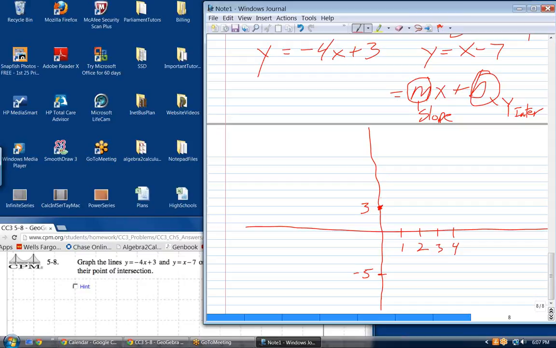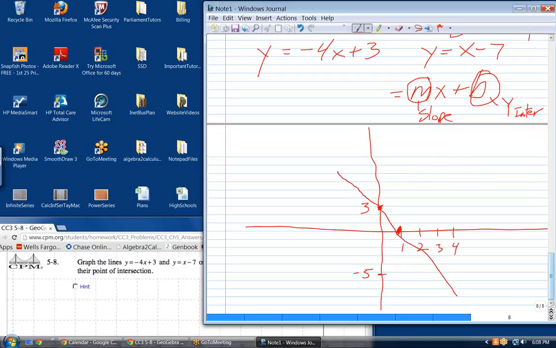I'll go down 4. Okay, so I go down 4 to about right there. And which way do I want to go over 1? To the right or the left? In other words, we want a negative slope. If I go to the left, I'm going to end up with a line that's got that kind of orientation. That's a positive slope. A negative slope looks like this.